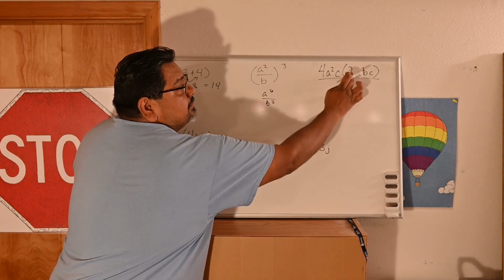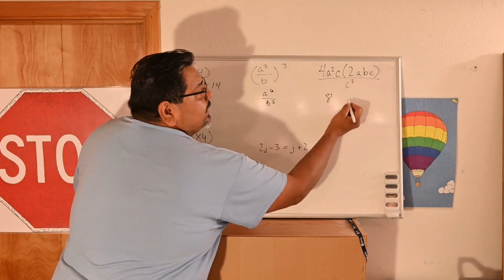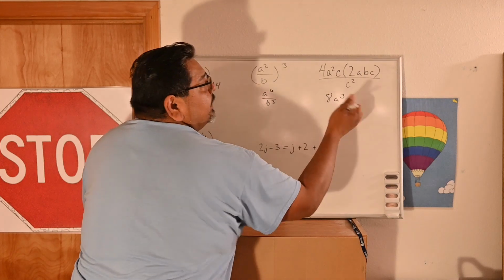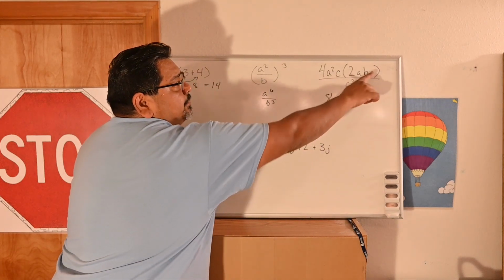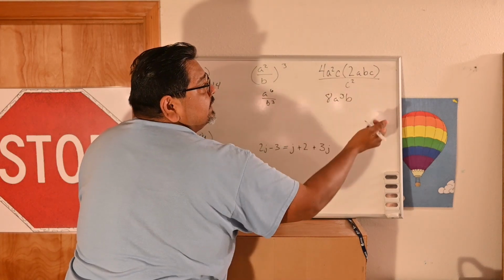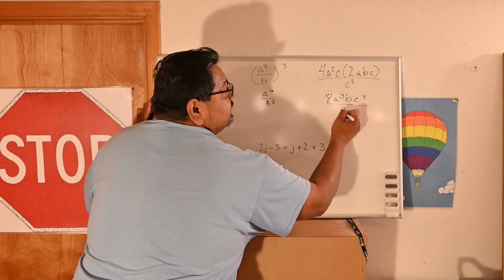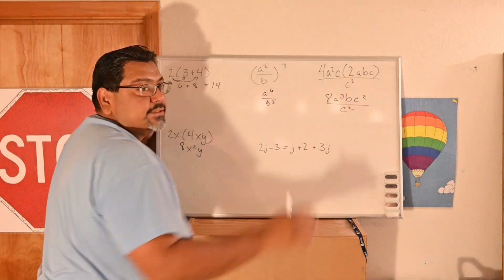Now we know what 4 times 2 is, right? That's 8. A squared times a, that's a to the third, right? 2 plus 1. There's no b, so let's just leave the b there. C times c is c to the 2, right? All over c to the 2, because we still have c to the 2.